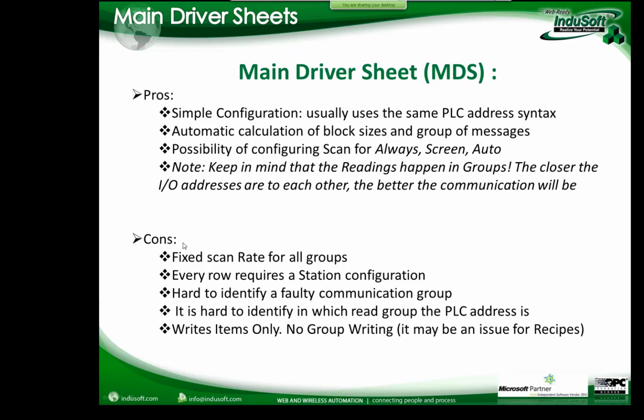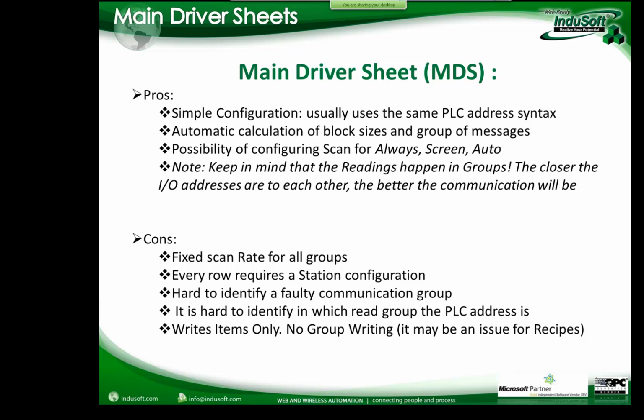Okay, so some of the cons about the main driver sheet: we have a fixed scan rate for all the groups. It doesn't matter if some groups you want to read more often or less often. Let's say that your alarm tags, you want to read them all the time. Of course, if that's an alarm, you want to be able to display the message. You're going to use the same priority and same scan rate as, let's say, a temperature that will not change that much every second. So you're going to be reading all the alarms every 600 milliseconds and every temperature point every 600 milliseconds as well.